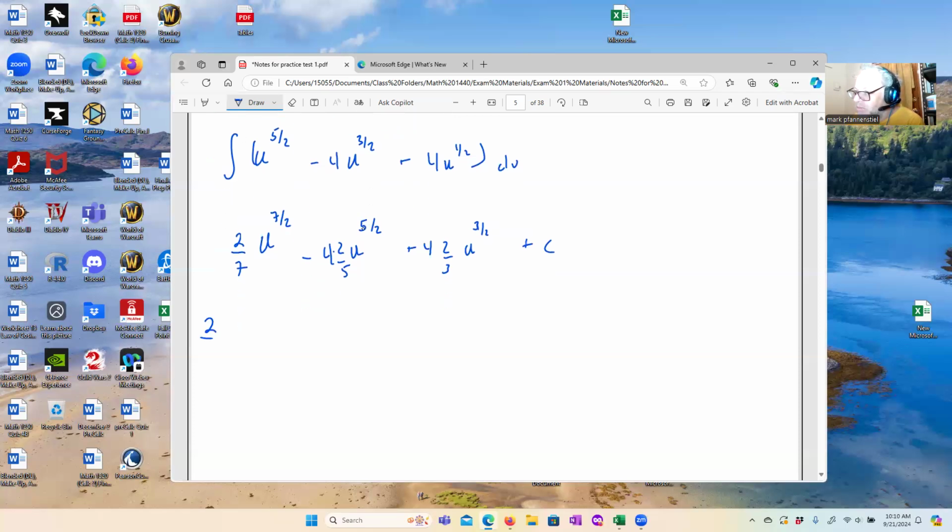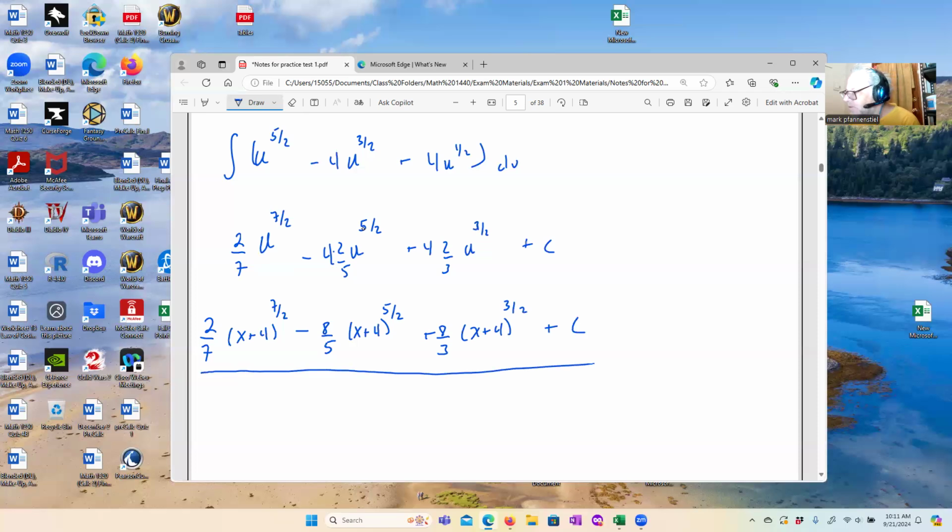And the original problem was given to us in what variable? x. So we're going to go back and say this is 2/7 times (x plus 4) raised to the 7/2 power. You don't have to do anything more to it than that. This is a minus 4 times 2/5, so that's 8/5, not halves, fifths, times (x plus 4) raised to the 5/2, plus 8/3 times (x plus 4) raised to the 3/2, plus c. That looks delightful. So that is our problem solved.